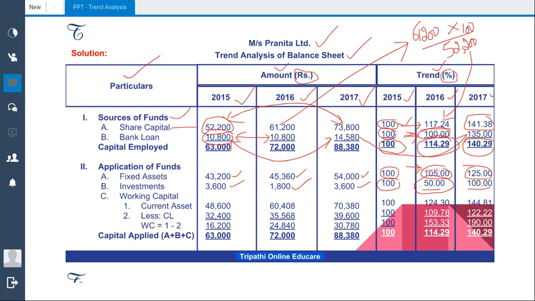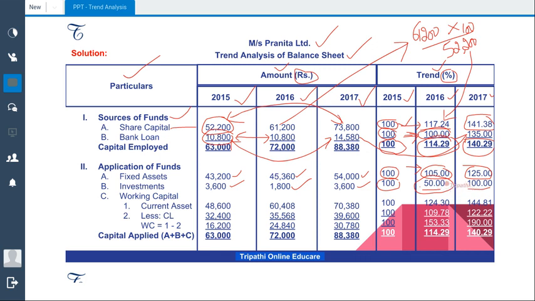Right? So how you have managed this fund? By selling the investment. Right? That is the reason you have not increased the bank loan in the second year, because you were able to manage the fund for the fixed asset by selling the investment. So this could be an analysis from your end. Okay.